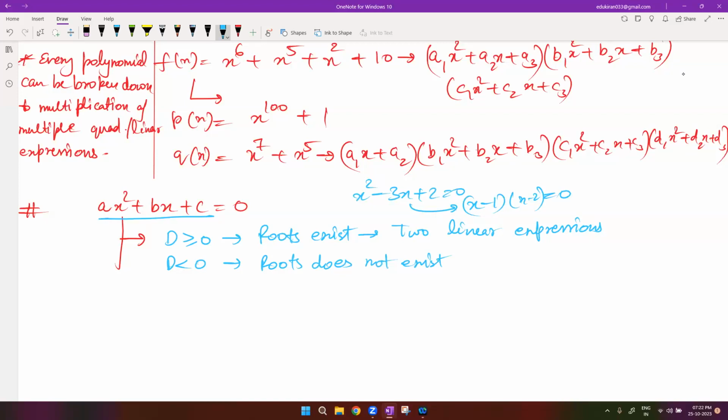If you put x minus 1 equals to 0, then x is equal to 1. If you put x minus 2 equals to 0, then x is equal to 2. So that is why the roots are coming out as 1 and 2, because you can factorize this into two linear expressions. But if you can't factorize this, then obviously you don't have roots, right?